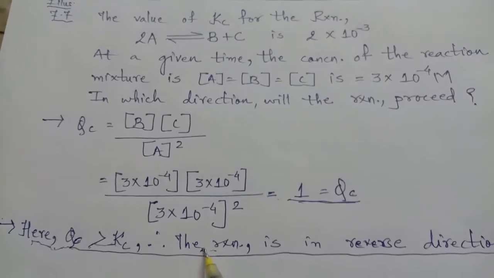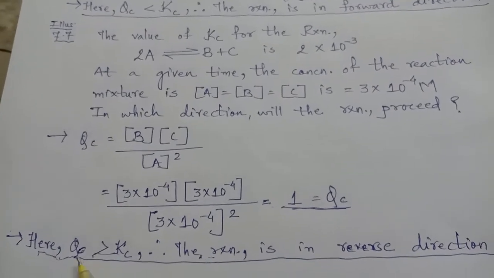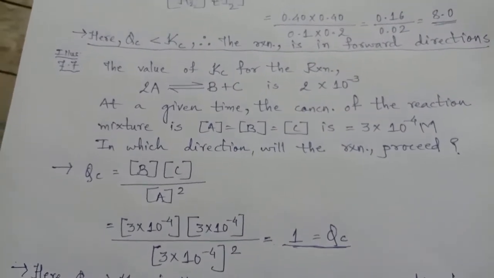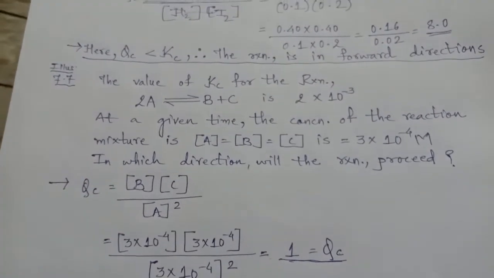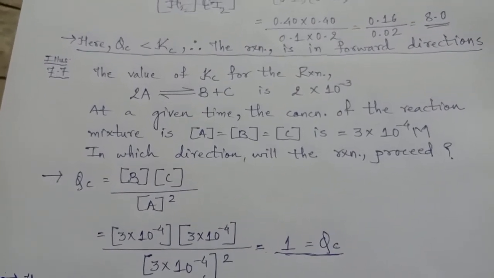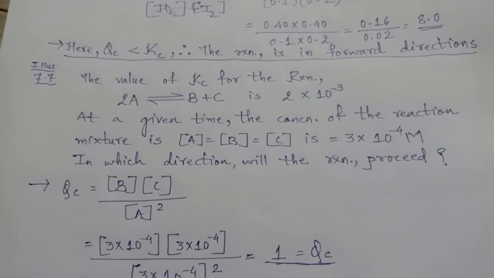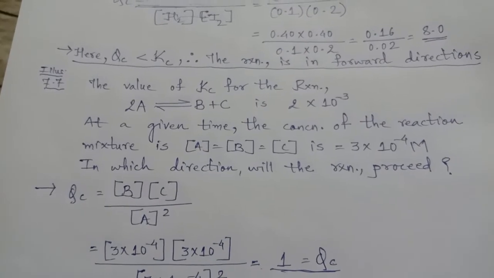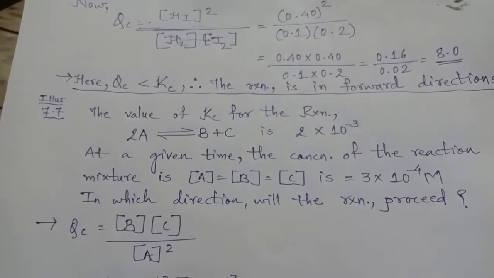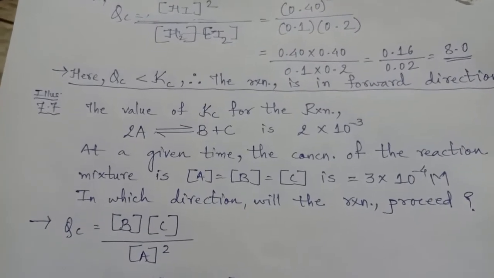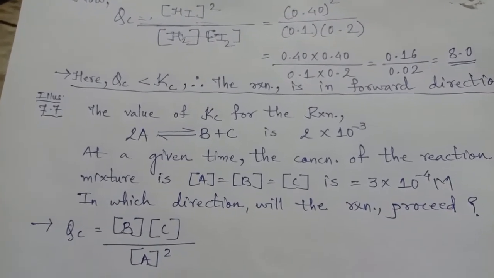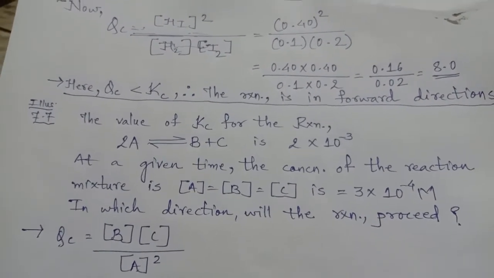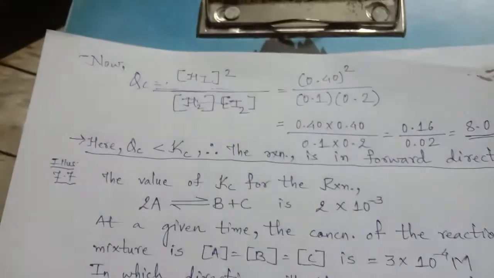So this is how we are able to calculate Qc, and thus Qc helps us get the idea of forward or reverse reaction, or whether it is at equilibrium. So thus the extent and the direction are the applications of the equilibrium constant. The calculation of the equilibrium constant for other numericals we will see in the next video. Till then, thank you.